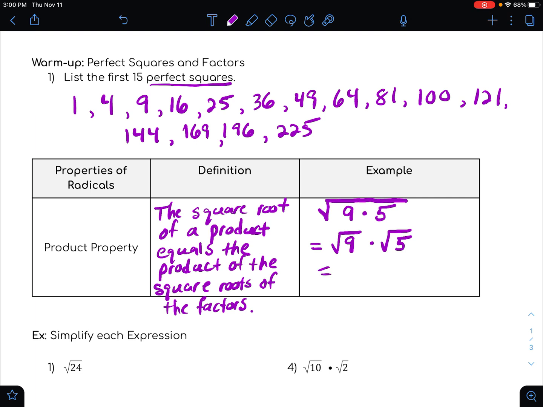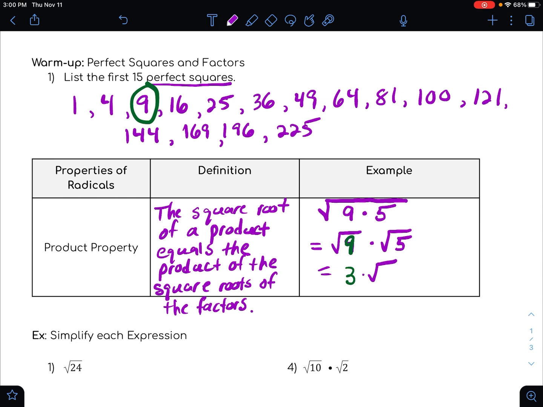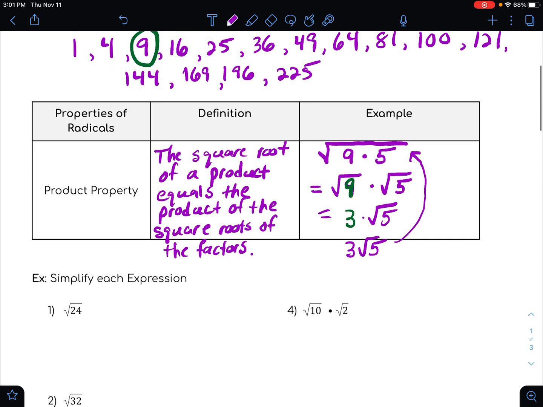And then since the first of those factors, and this is ultimately what we're going to want here, is a perfect square, 9, that means that we can then take the square root of that and get a whole number. The square root of 9 is 3. So this ends up being 3 times the square root of 5, which is normally just written like 3 root 5. We don't usually write the multiplication sign in there. So 3 times the square root of 5 is going to be the same thing as this original statement up here, the square root of 9 times 5.